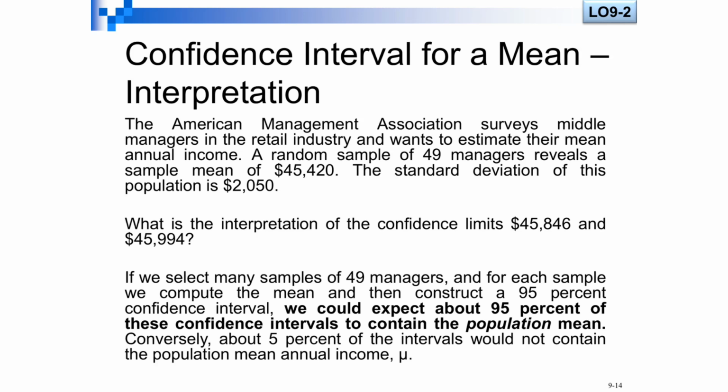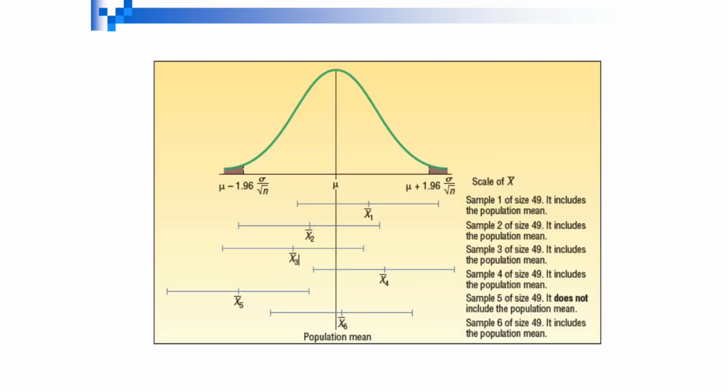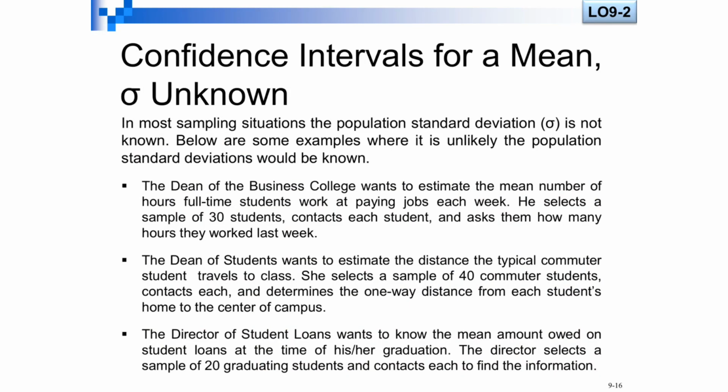So now, interpretation of the result. What does it mean? If we select a sample of 49 managers, compute the mean, and construct the 95% confidence interval, we could expect that 95% of these confidence intervals contain the population mean. Exactly the thing that we mentioned: with 95% confidence, the population mean is going to be in this area. This is the graph that we already explained, how it worked at the beginning of the lecture.